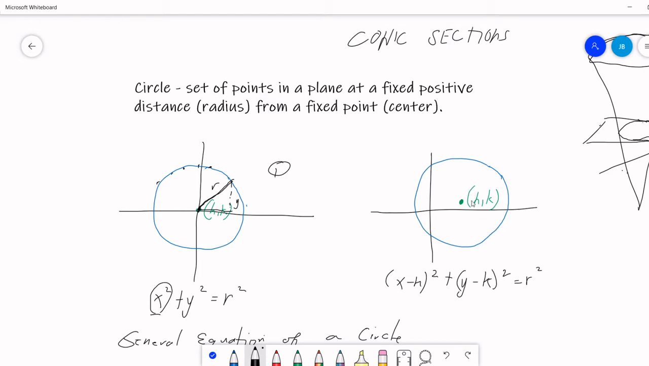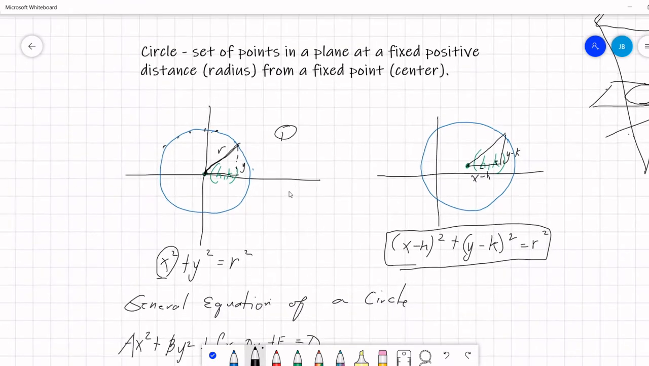But if you have a center, the formula changes. Again, this is still y, but you have k. The k is the y point of the center of your circle. And h is the x point of the center of your circle. That's why it is x minus h. And using the Pythagorean theorem again, we can derive this formula here.